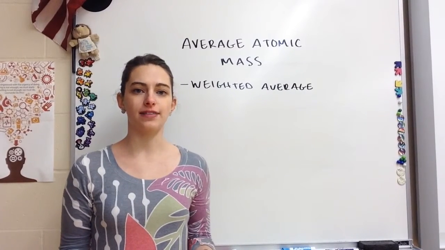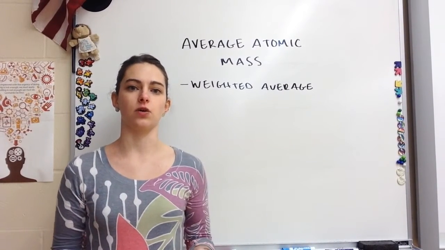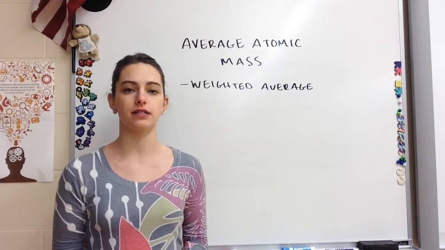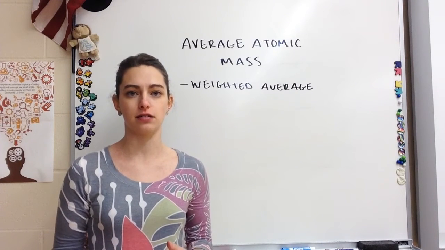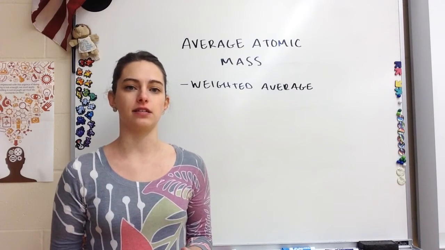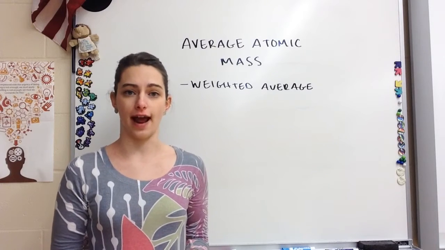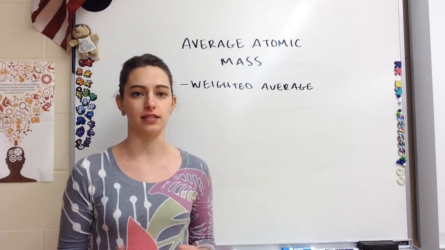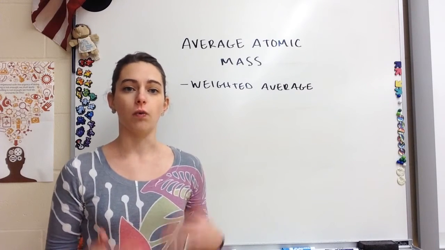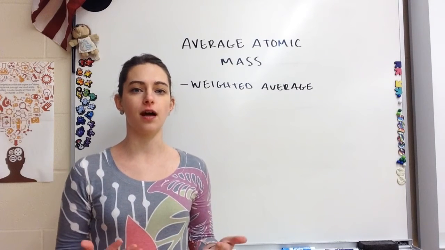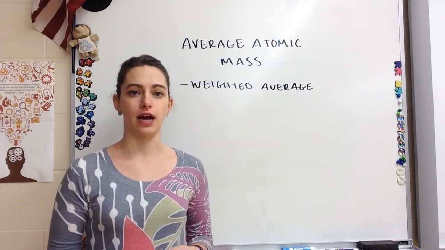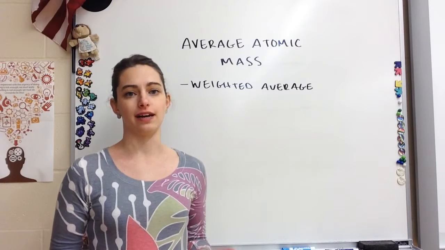So when we talk about the mass of many isotopes of the same element, we're talking about something called the average atomic mass. And remember, average atomic mass isn't a standard average. So you don't just add up all the masses and then divide by the total. What you have to take into account is the percent abundance of each of the different isotopes. And so we call that a weighted average.